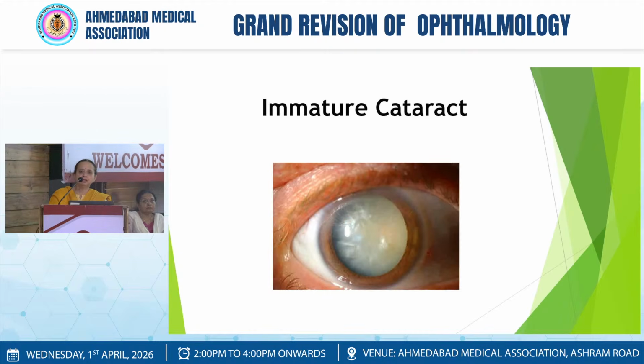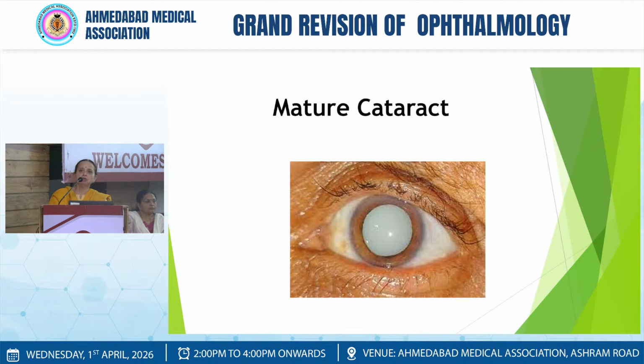The patient's pupil has been dilated, and you can see there is an opacification of the lens, with some part of the lens still being transparent and some part opaque. So it is a case of immature cataract, which can progress to a mature cataract if the patient does not get operated. So a pearly white opacity of the lens.